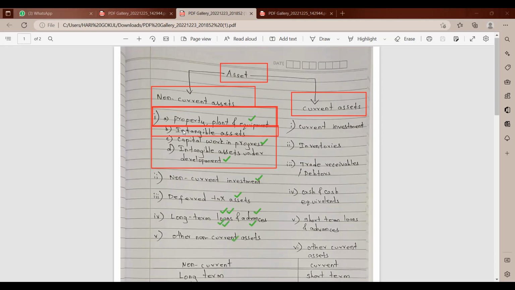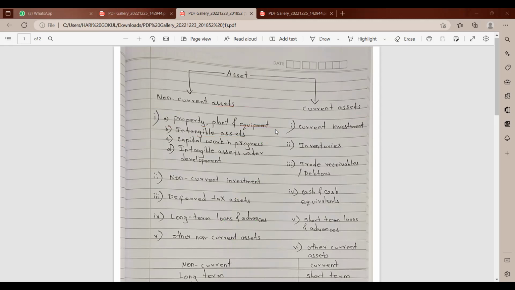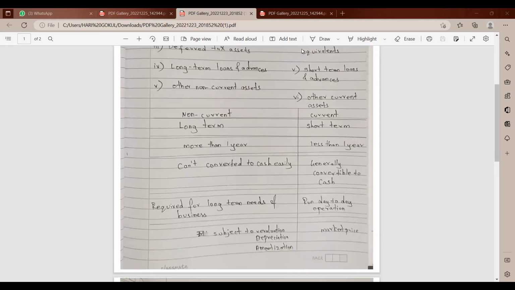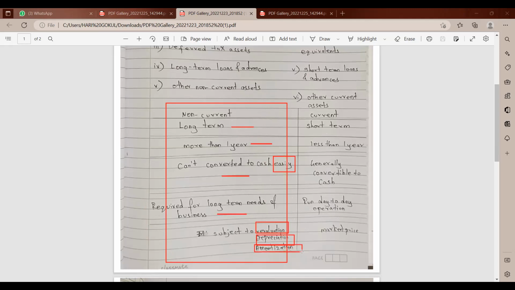And other assets, if they satisfy the definition, will come under non-current. The explanation: long term, more than a year, can't be converted to cash easily, though not impossible, and required for the long-term needs of the business. It's subject to revaluation, depreciation, and amortization. That's the thing which I haven't said.